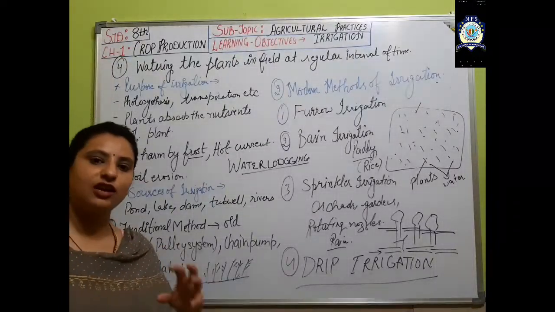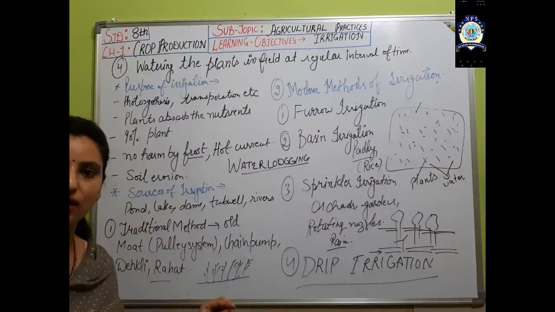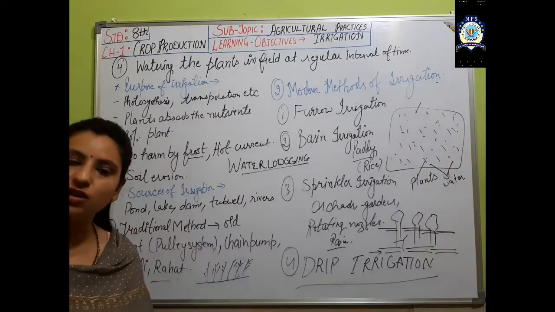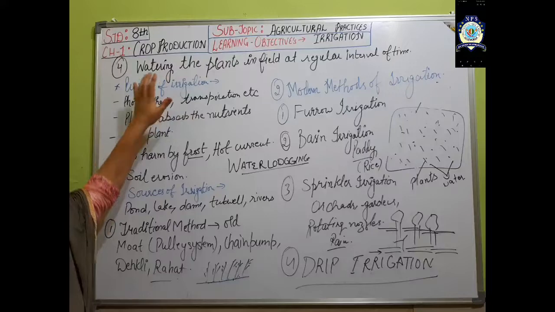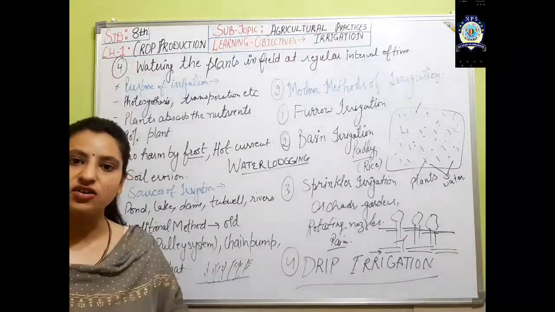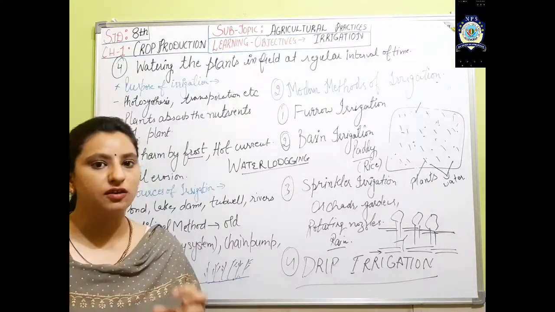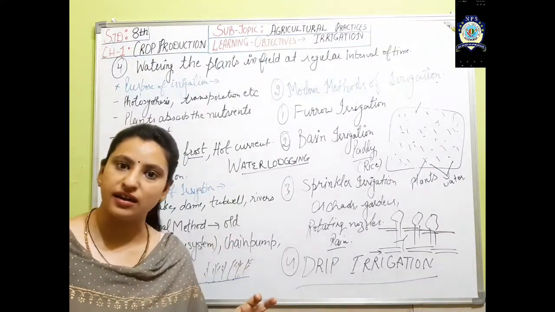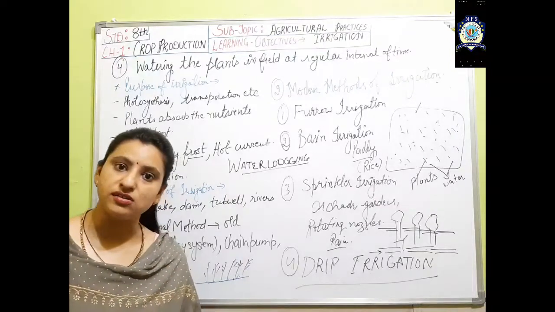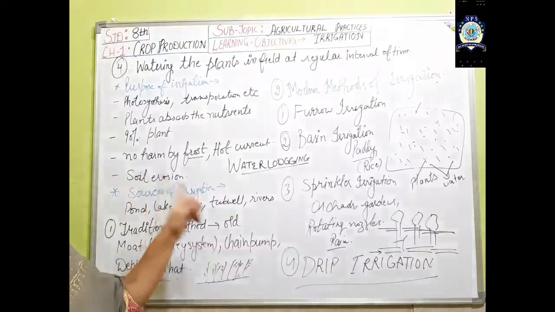So let's recap very quickly what we have done today. We have gone for the fourth practice, and that is irrigation. What is irrigation? Irrigation is the watering of the plants in a field at regular intervals of time. In our country, mostly the farmers are dependent upon the rainfall, but if the rainfall doesn't occur at the right time and at regular intervals, then we have to go for an option, and that option is irrigation.